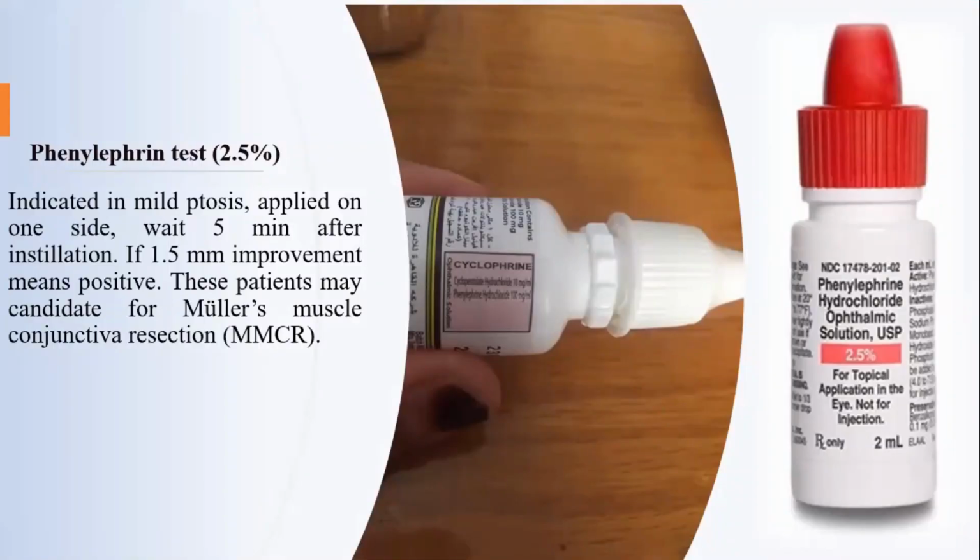According to the description, the concentration should be 2.5%. Here in Egypt, we have 10%, so we have to dilute it. And what is the significance? If there is improvement of the ptosis by about 1 to 0.5 mm, in case of mild ptosis, of course, this is an indication for a wonderful surgery called Muller's muscle conjunctival resection.